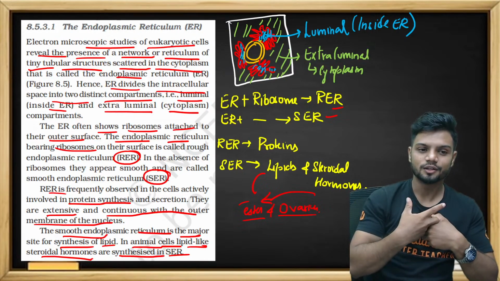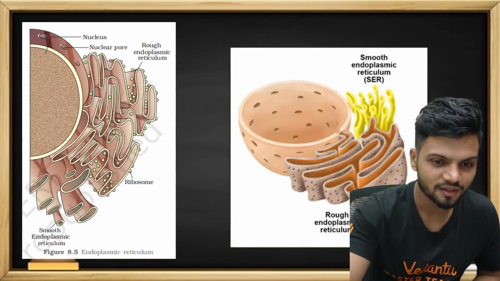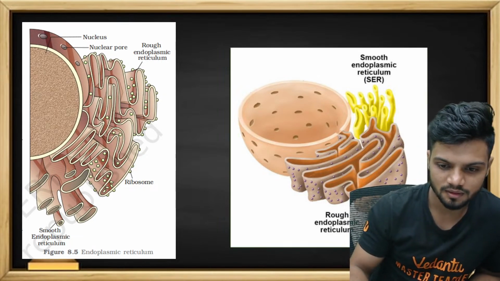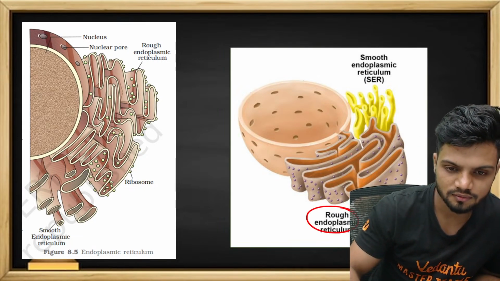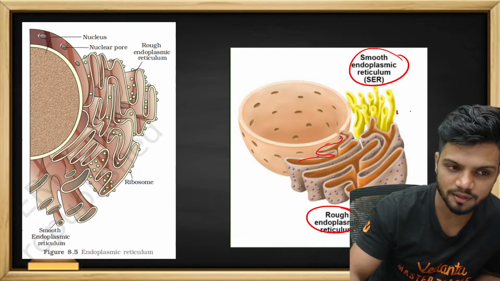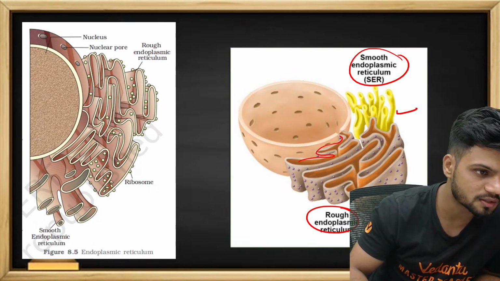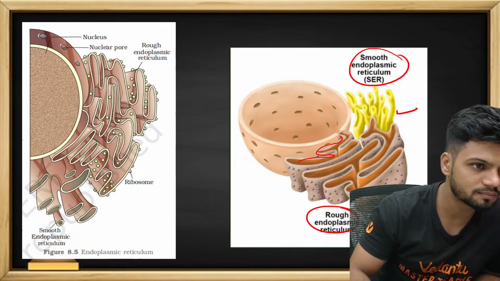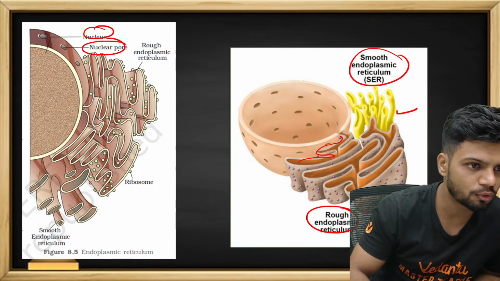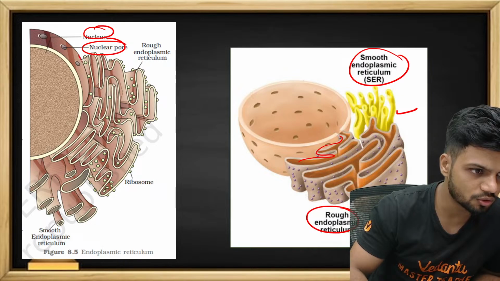So with that, today's class is over. Next class, students, can you see here? This is your rough ER, continuous from the outer layer. Then we have smooth ER separately. See, it is continuous. This is the nuclear membrane, nucleus, nuclear pore. This is the nuclear outer layer.